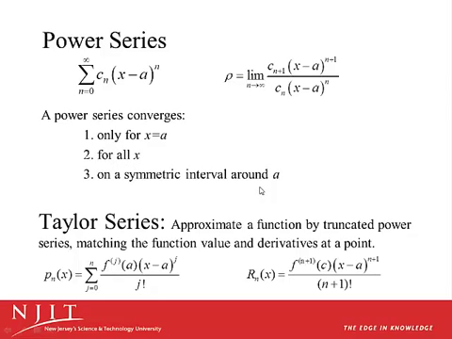Taylor series are used to approximate a function by a truncated power series, matching the function value and the derivatives at a point. So, for example, the fifth Taylor polynomial, p sub 5, would match the function value as well as the first 5 derivatives of the function at the point x equals a.